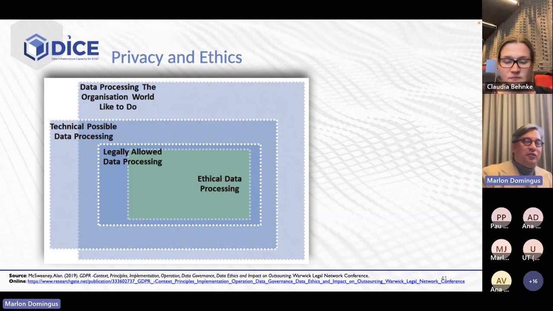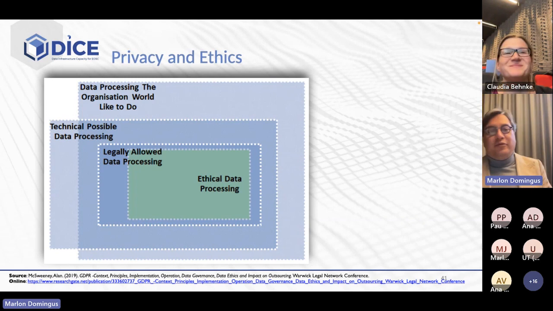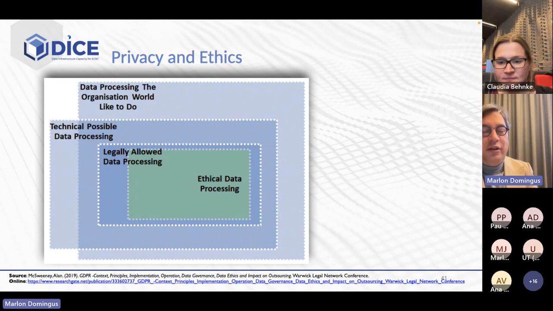Privacy and ethics. I have a background in philosophy, so I like to think about ethics, and for me, many of the really important things start with ethics. Some people also use the term "awful but lawful": it is legally allowed, but should we want to do this? And this is what this picture is for.